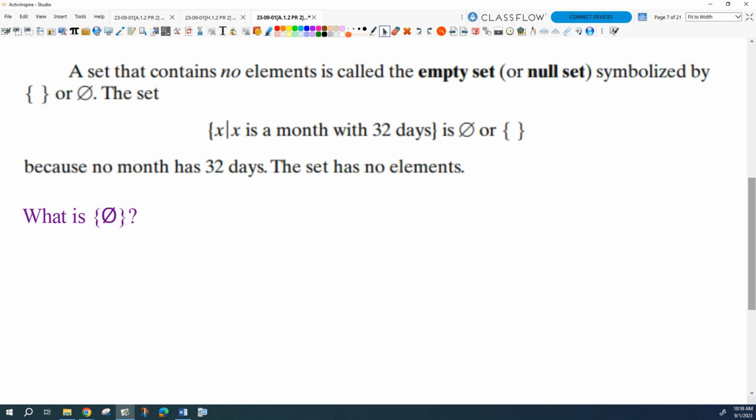So here's an example of something that is the empty set. The set of all x such that x is a month with 32 days. Okay, which months have 32 days? None of them, right? So that's the empty set. There are no months that fit those criteria, right? So that would be equal to either one of those ways we could say it's the empty set.